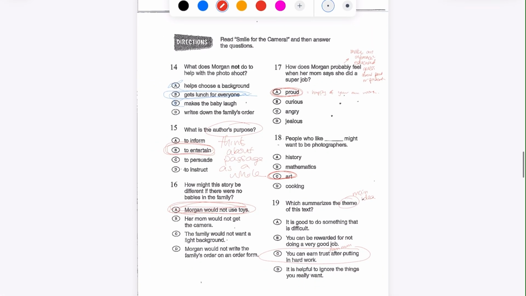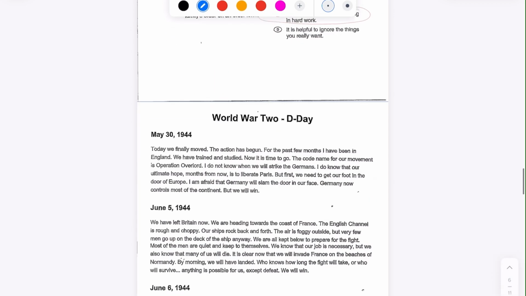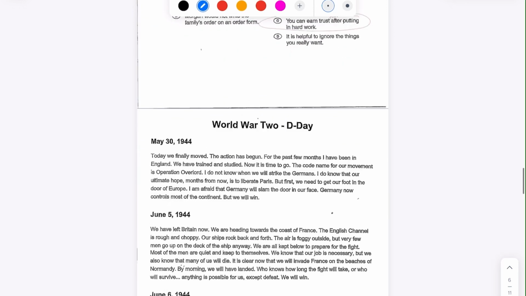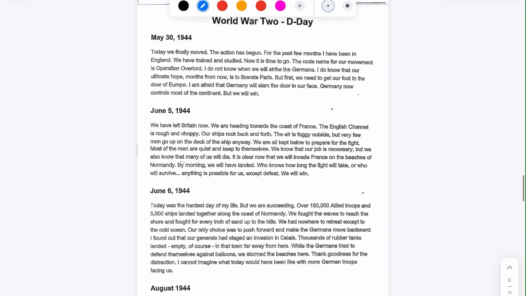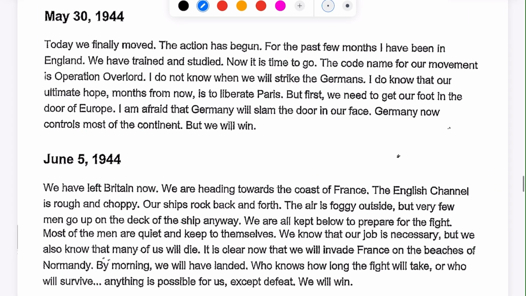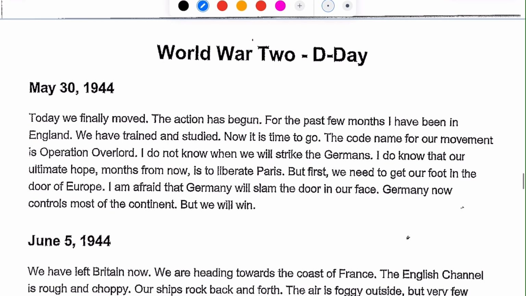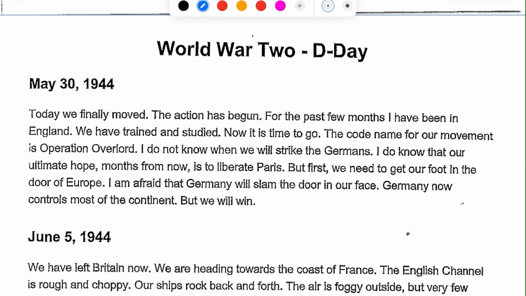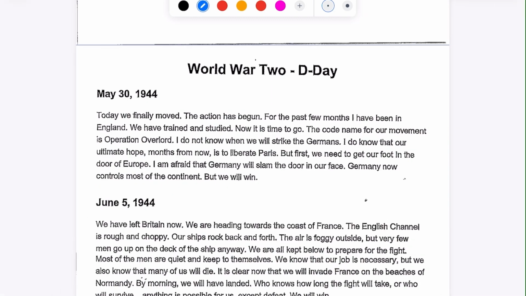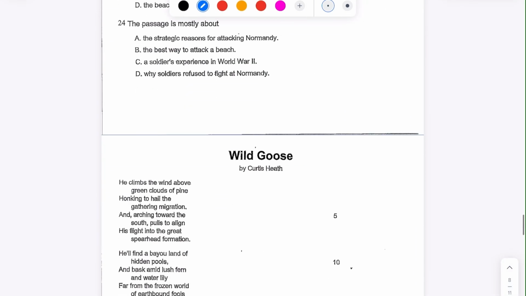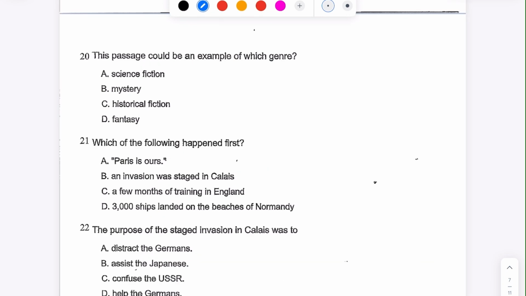All right, and here's a summary for this page. All right, the next passage has to do with World War II or D-Day. And D-Day is a really important day in which, well, you'll see what happens. But basically a really important invasion of France. All right, so here we kind of have a journal entry, like a social studies journal entry. And let's again go through the questions first.